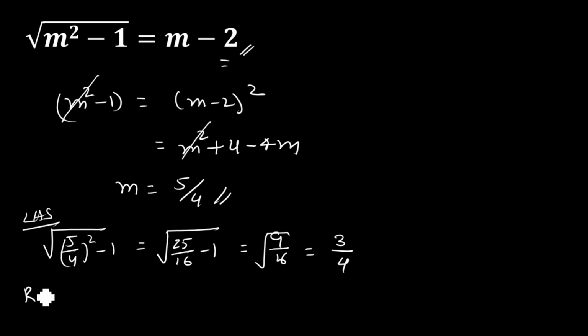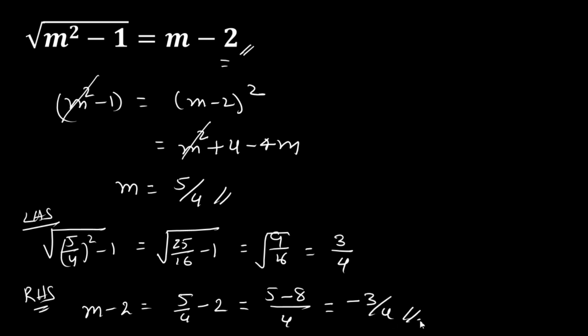We check the right hand side. M minus 2 equal, so it's 5 by 4 minus 2. This is like 5 minus 8 by 4, equal to minus 3 by 4. So the m equal to 5 by 4 is not satisfying this equation.